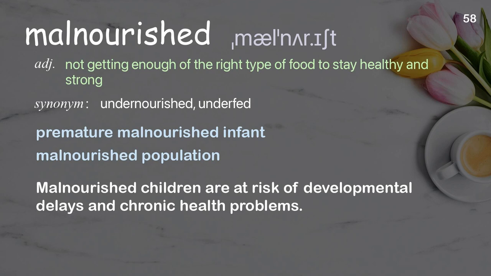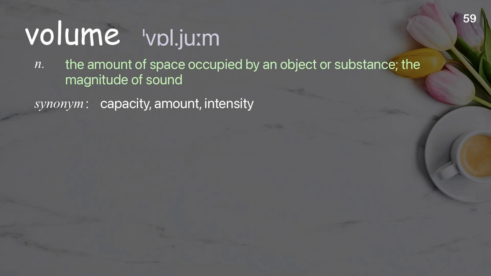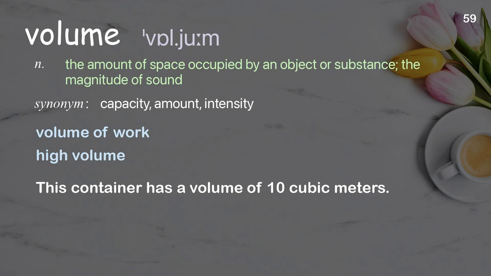Volume: the amount of space occupied by an object or substance, the magnitude of sound. Examples: volume of work, high volume. This container has a volume of 10 cubic meters.